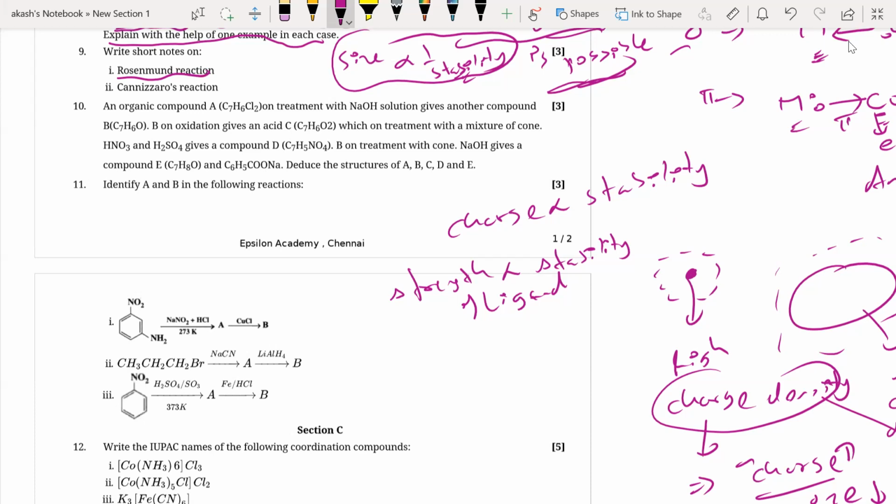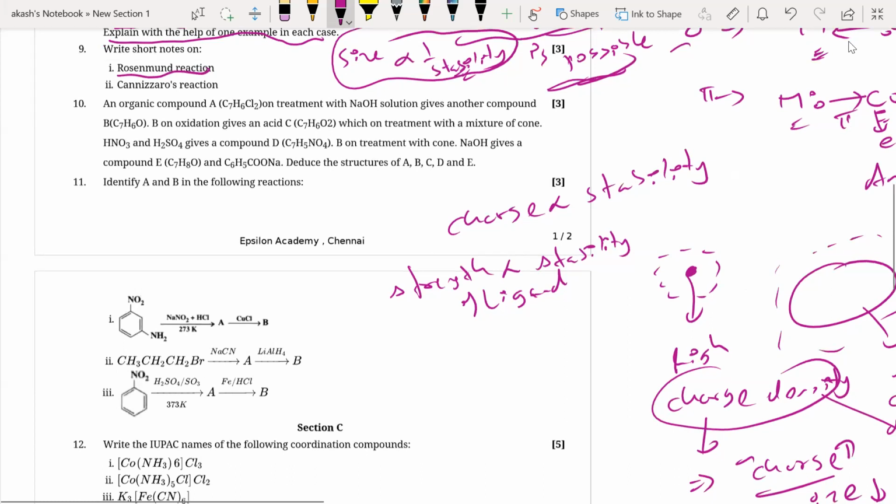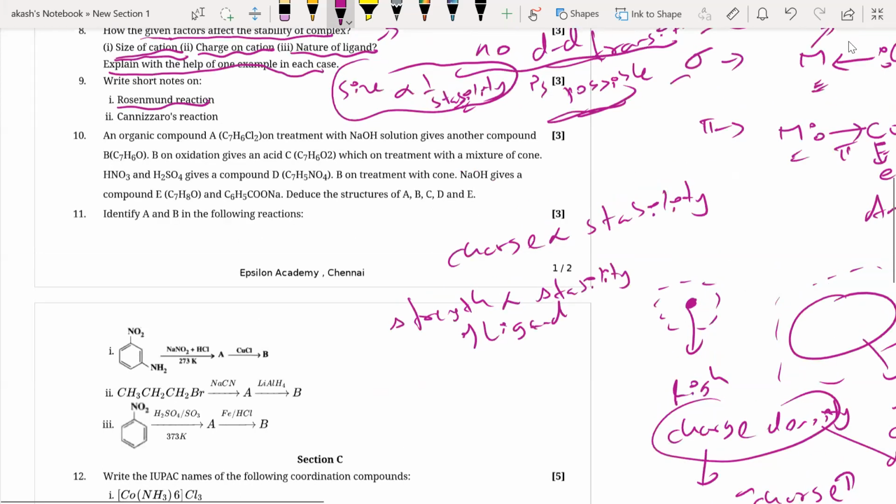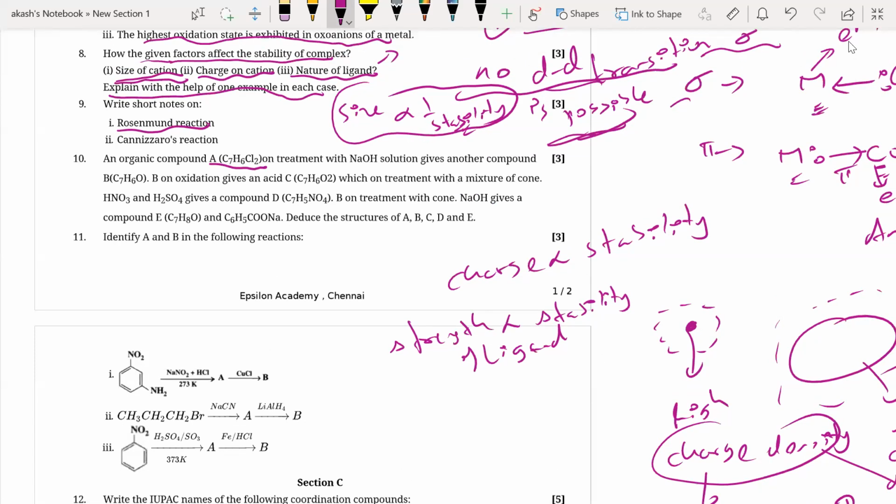Okay, fine. Next question. An organic compound A having C7H6Cl2 on treatment with NaOH gives another compound B. B on oxidation gives an acid C, which on treatment with a mixture of concentrated HNO3 and H2SO4 gives compound D. B on treatment with concentrated NaOH gives a compound E, and so on, which can be reduced up to A, B, and C. Now, for all of these questions, it's better to write the roadmap.